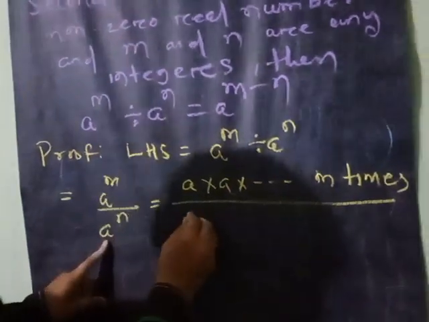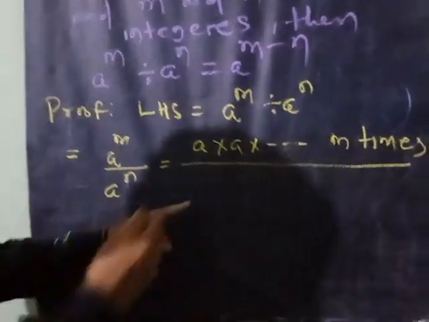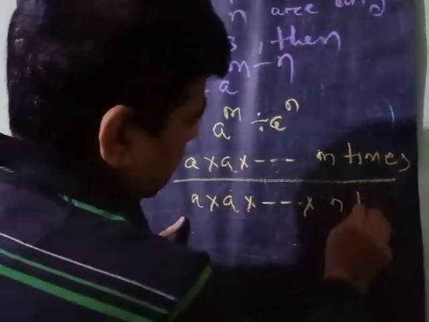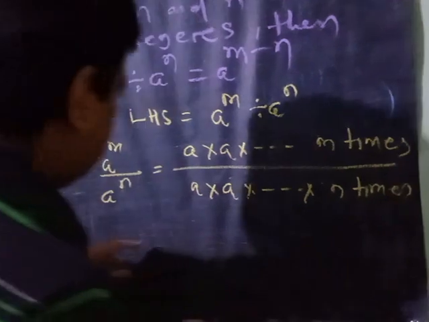Similarly, the base a to the power n. So we have to multiply how many times? n times. Understand?